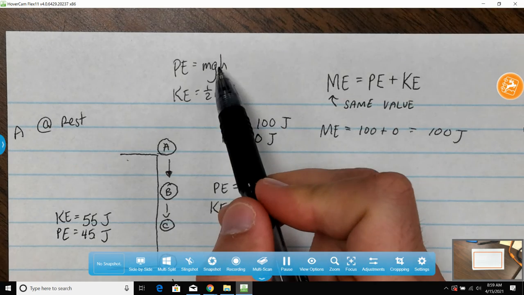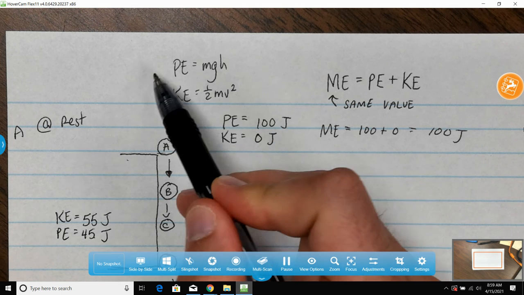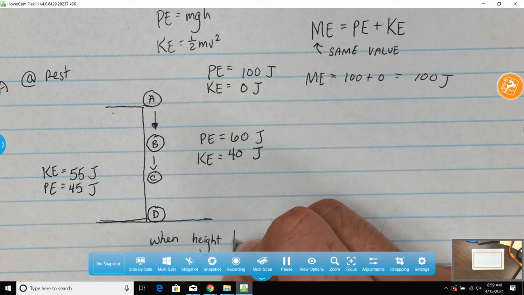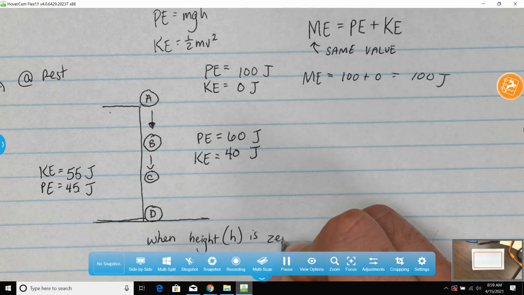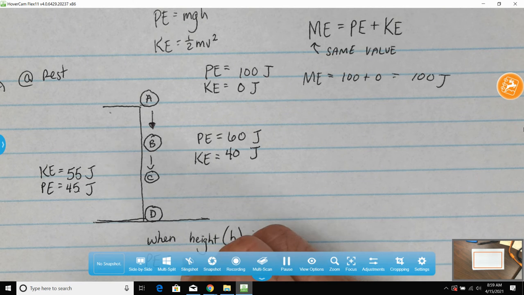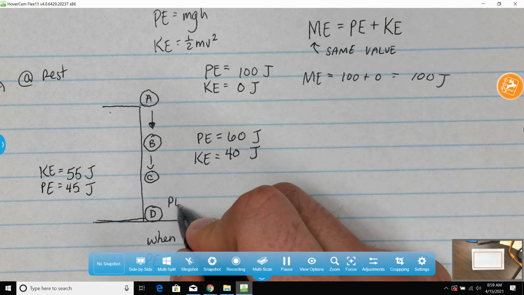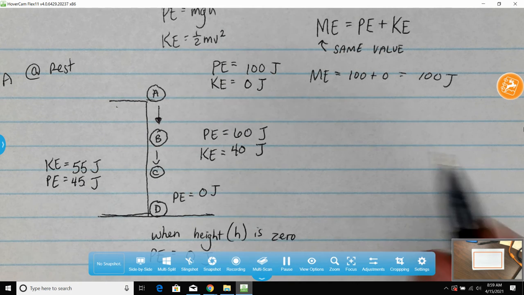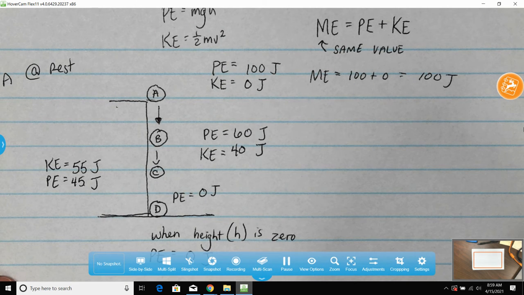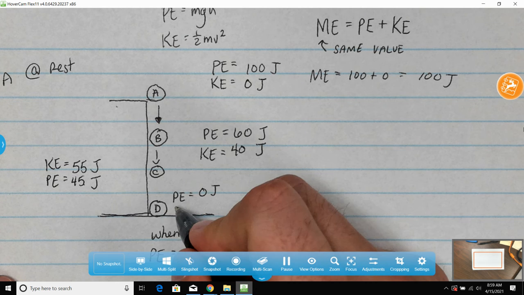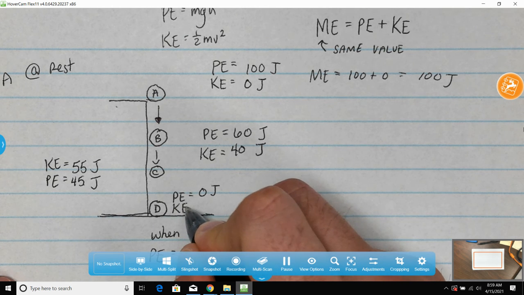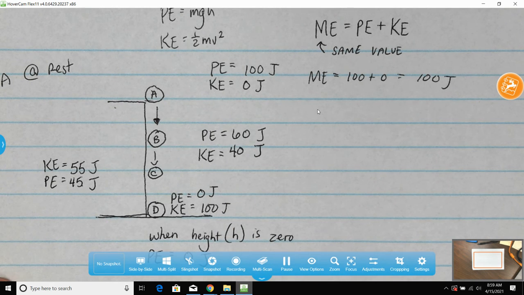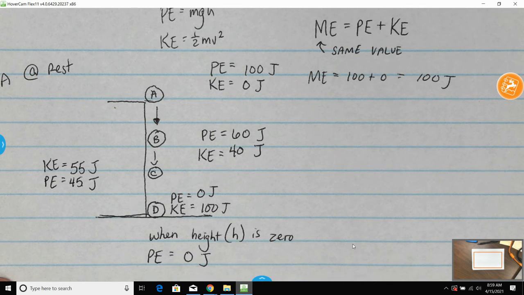Because of the equation, mass times gravity times height, if height is ever 0, the potential energy is 0. So here, potential energy would equal 0 joules. And what would that mean the kinetic would be? Yeah, it would have to be 100, because still at this point, they have to add up to be whatever the mechanical energy was. And if that was 100, that is what it's going to have to be.